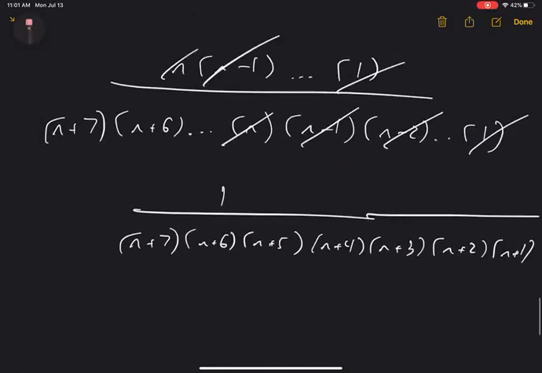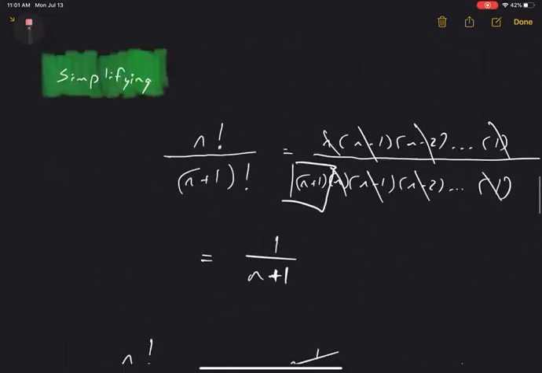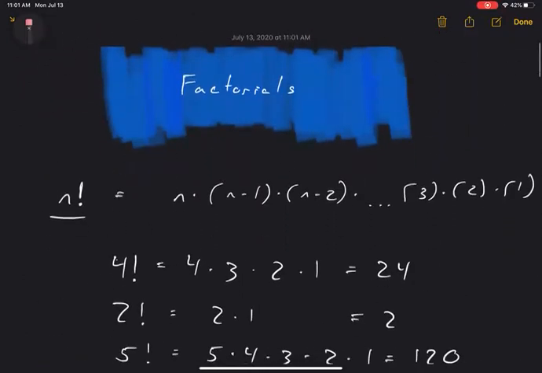Hopefully this gives you some insight on how to work with factorials. As I said, we're going to be working with them from now on, so bone up on these. Very important.